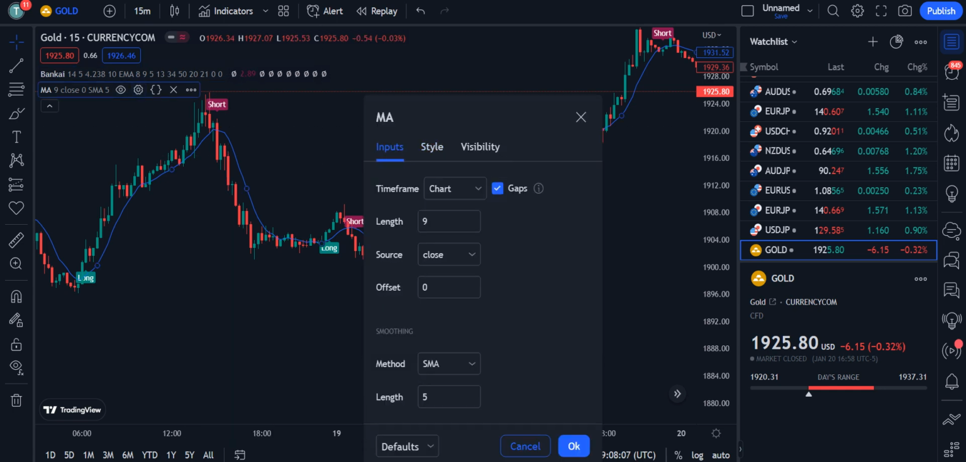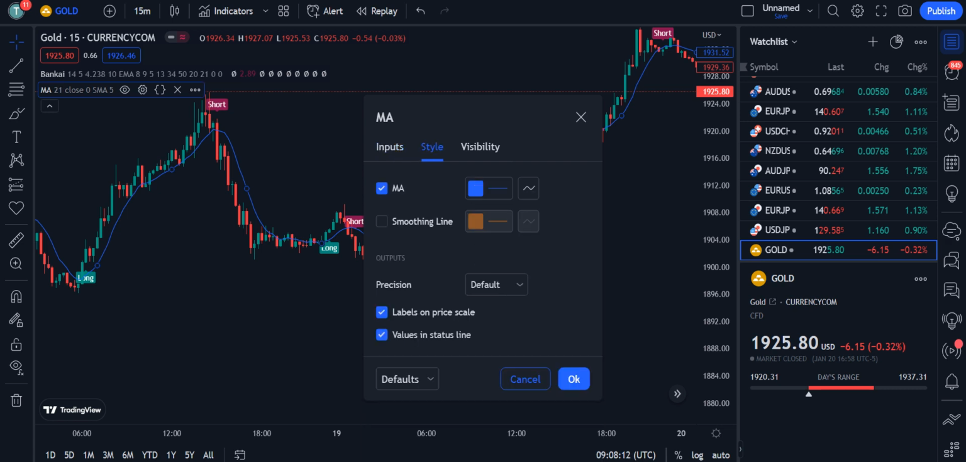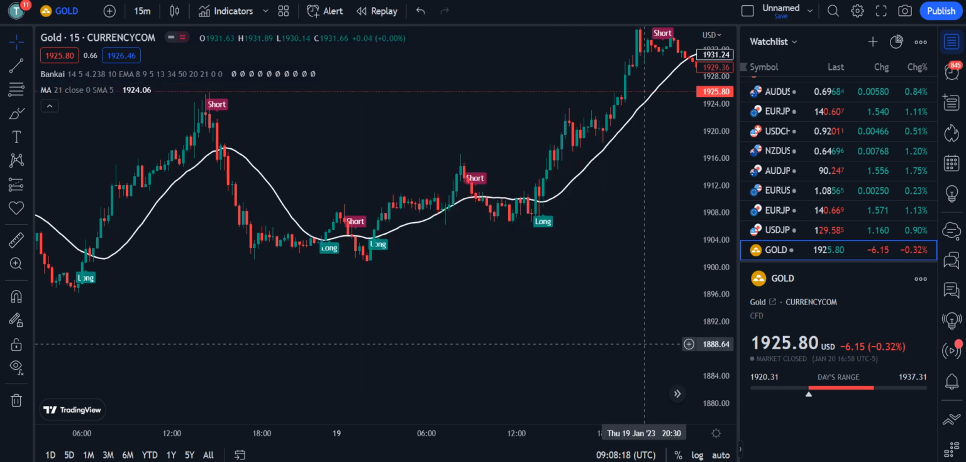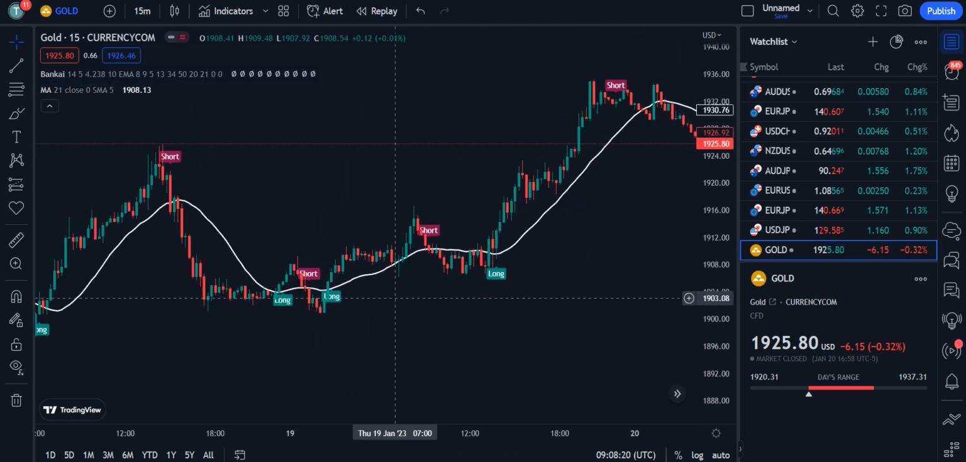Now we will go into the adjustment of moving average. From here we have to go into the input and we will change its length from 9 to 21. And in the style tab we have to change its color from blue to white, and its thickness I want to keep a bit more. Okay. Now your chart is ready.